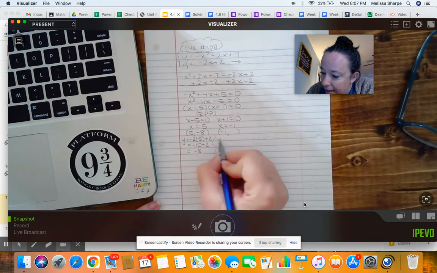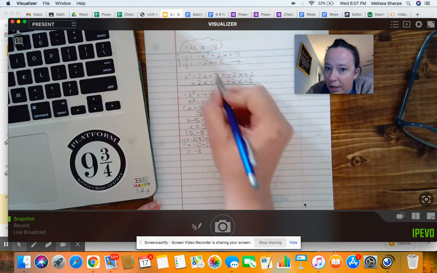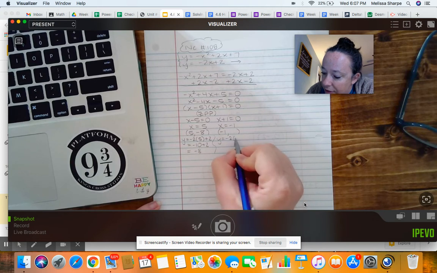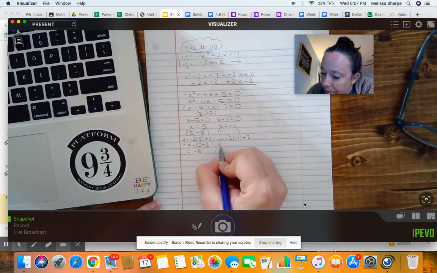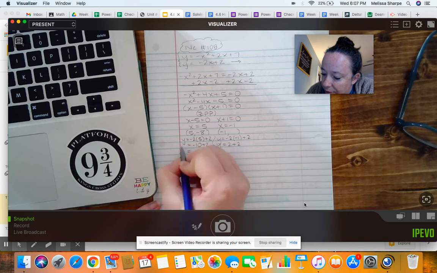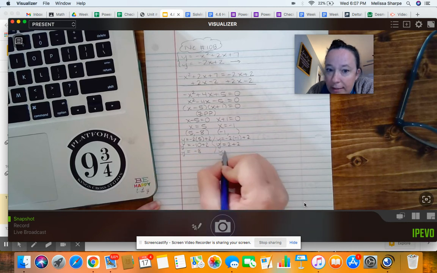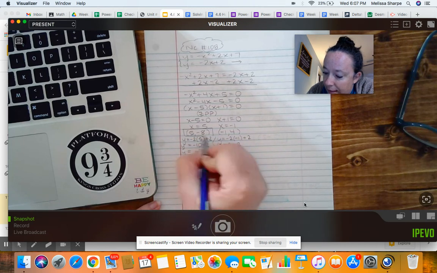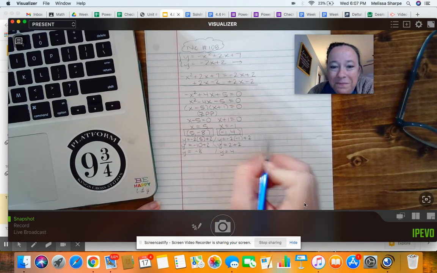Now I'm going to plug in negative 1. Negative 2, again, I'm plugging in right here. You can plug into either. You get the same y value. So negative 2 times negative 1 plus 2. y equals 2 plus 2. So y equals 4. So my other solution is negative 1, 4.